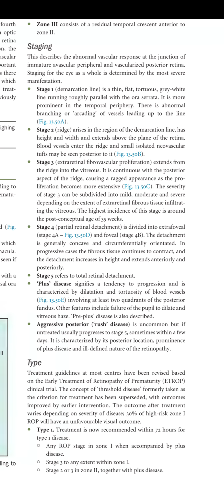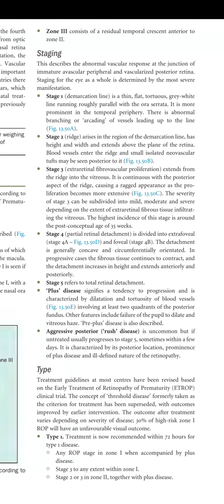Stage 4: partial retinal detachment is divided into extrafoveal, stage 4A, and foveal, which is stage 4B. The detachment is generally concave and circumferentially oriented. So it is concave because fibrovascular proliferation often leads to tractional retinal detachment. In progressive cases, the fibrous tissue continues to contract, and the detachment increases in height and extends anteriorly and posteriorly. Stage 5 refers to a total retinal detachment.